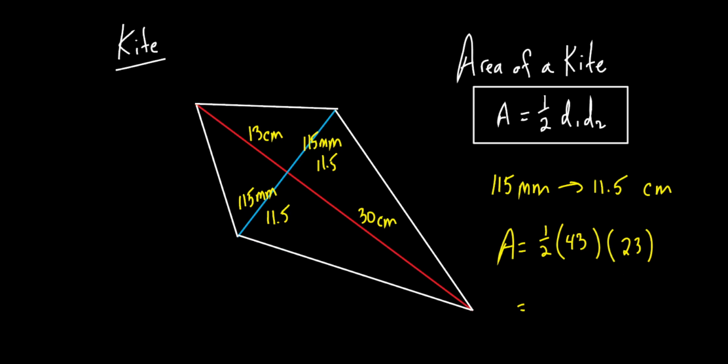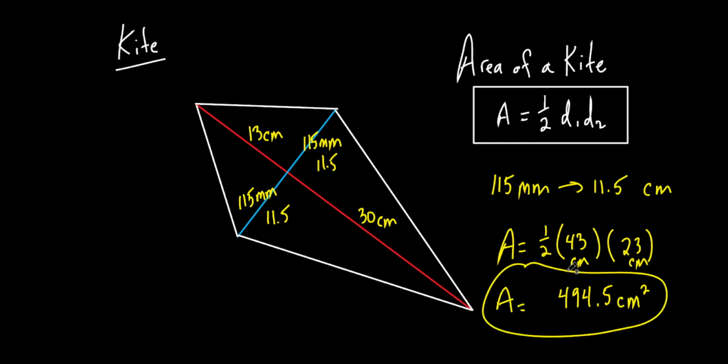All right, you plug that into a calculator. You get 494.5. Now, we changed everything to centimeters, so this is in centimeters. So what's my answer going to be? Centimeters what? Squared, because it's area. All right, and then there you go. So that's not so hard, is it?